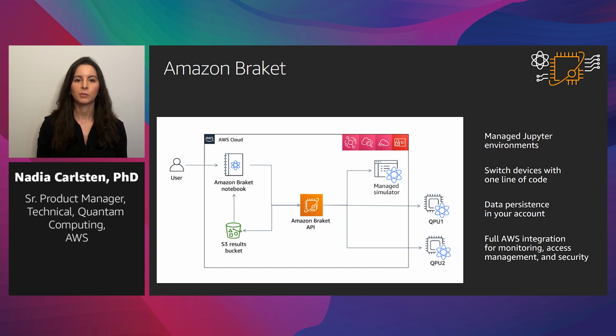Then you can choose which quantum service to use and run your algorithm on real quantum hardware. And you can switch between devices with a single line of code. The results are returned to you in your Amazon S3 bucket that you control in your account, so you always have the results to work with and do further analysis. And because Amazon Braket is integrated with additional AWS services, you'll also be able to take advantage of things like Amazon CloudWatch for monitoring and AWS Identity and Access Management, so you can manage roles and permissions in your account.